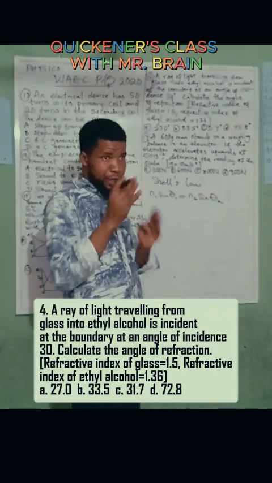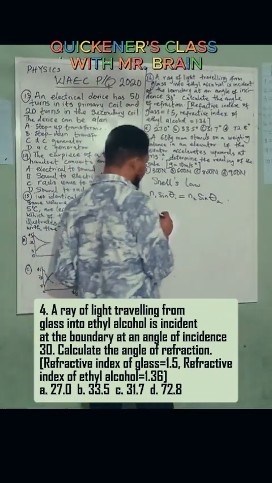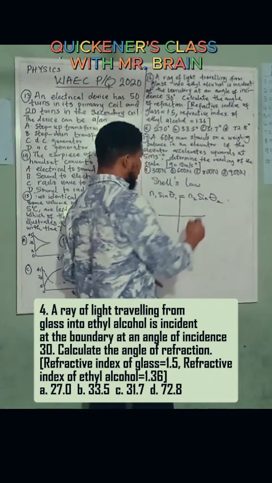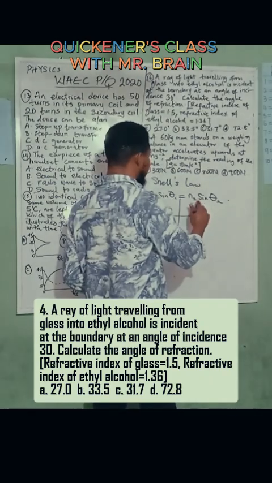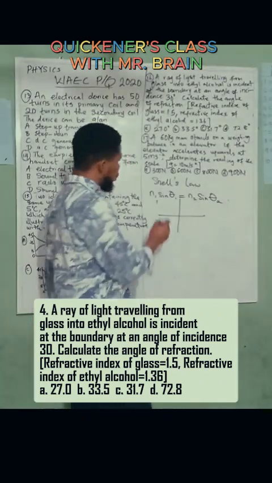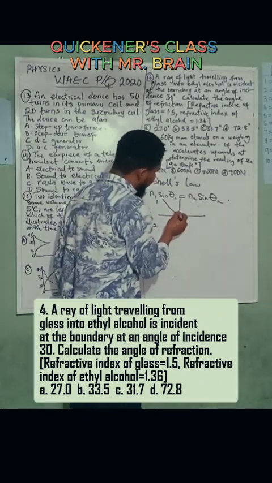Our reference point is the normal, alright? So let me draw a line so that you understand. This is the normal line, alright? So this is medium 1, this is 1, and this is 2. Okay? So our reference point is the normal, so this is what?